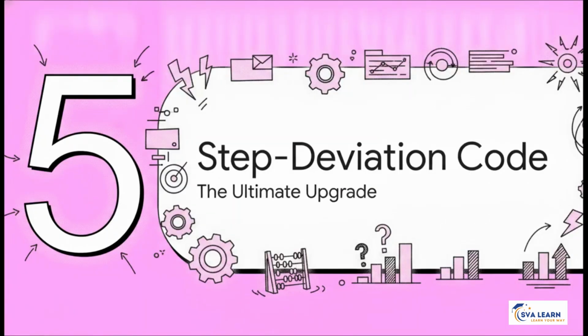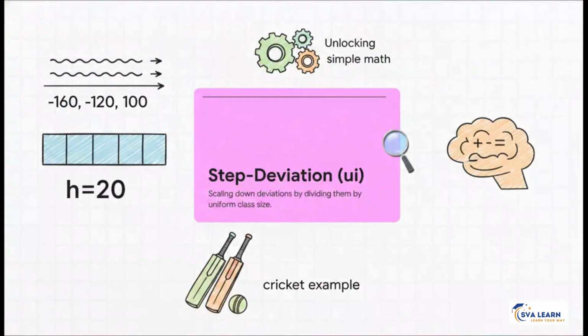So let's level up again. Part 5, the step deviation cheat code. Which naturally leads us to ask, can we push this even further? Is there an even faster way to handle those lingering 3-digit numbers? Well, look closely at those deviations we just found. Minus 160, minus 120, 100. Do you see it? They all share a common factor.